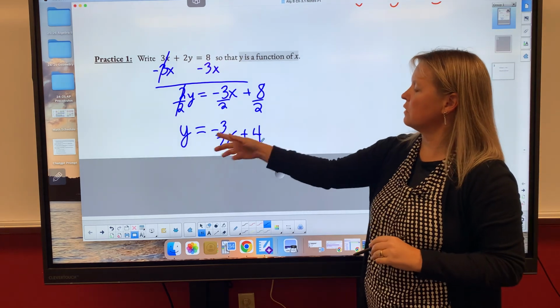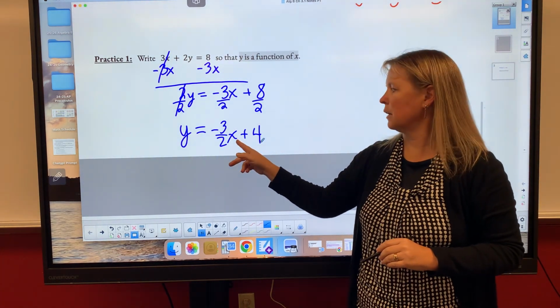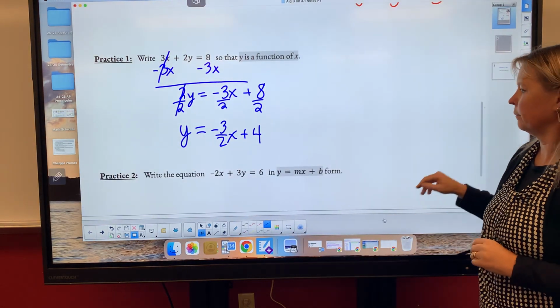Y is a function of x. Y depends on whatever we plug in for x. If we plug in something for x, we're going to get whatever y results from that.